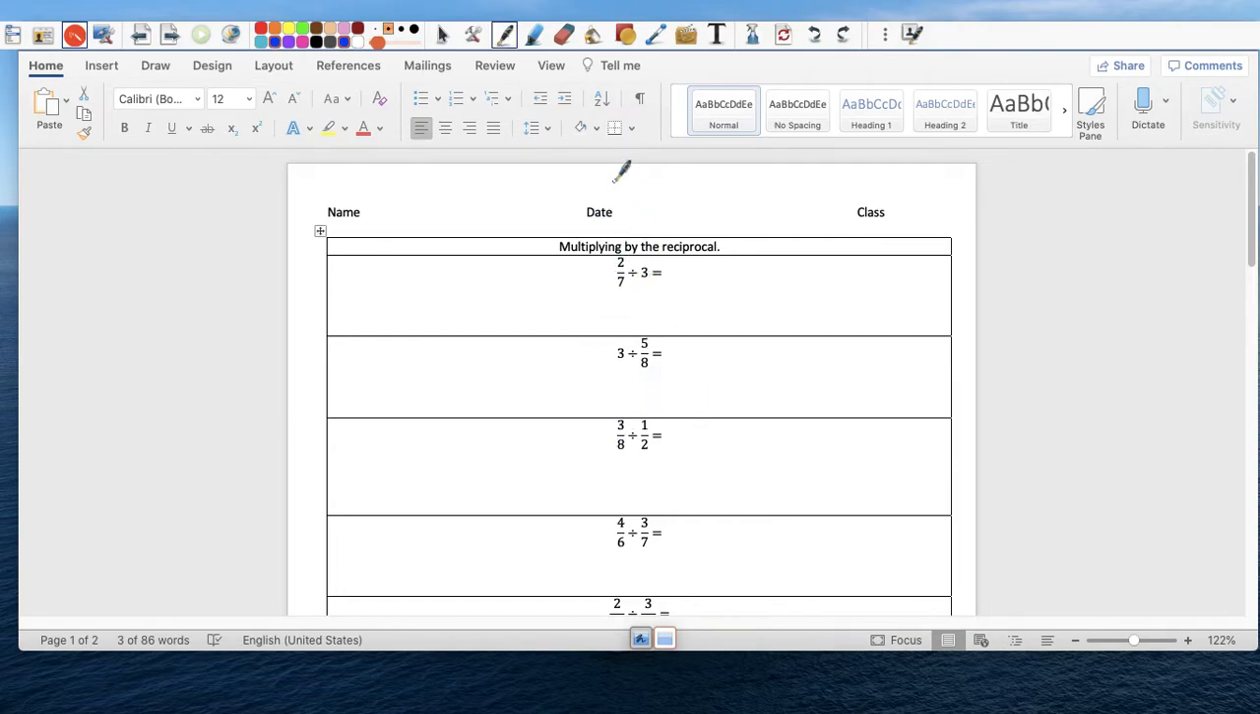All right, so first one, 2 over 7 divided by 3. So we want to put this over 1. All right, so you know what? I'll just do it on the side. Okay.